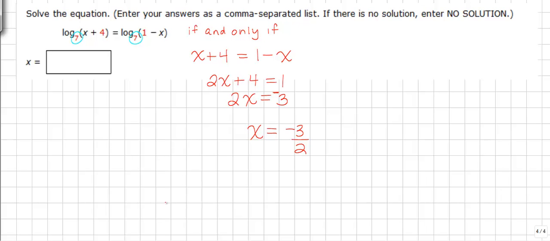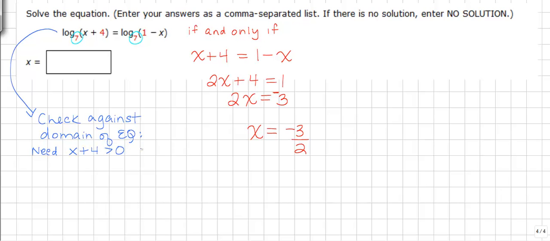Now, just as I said before, it's important that we check against the domain of the original equation. So, the original equation had two separate logarithms. So, you're going to need x plus 4 to be positive and 1 minus x to be positive. So whatever you've gotten for x has to pass both checkpoints. Okay, so we've got negative 1.5 for x.